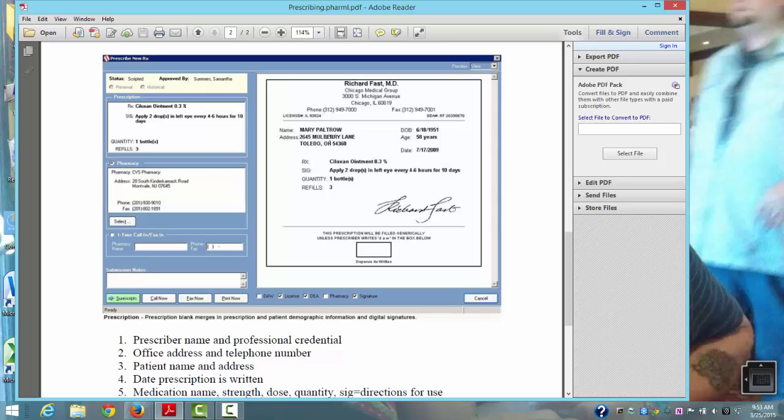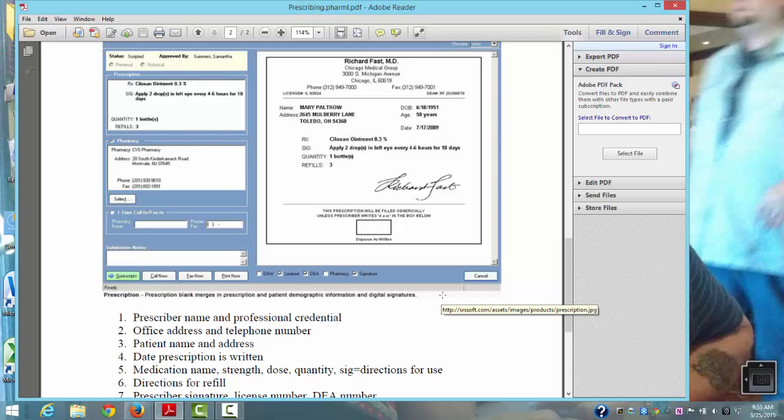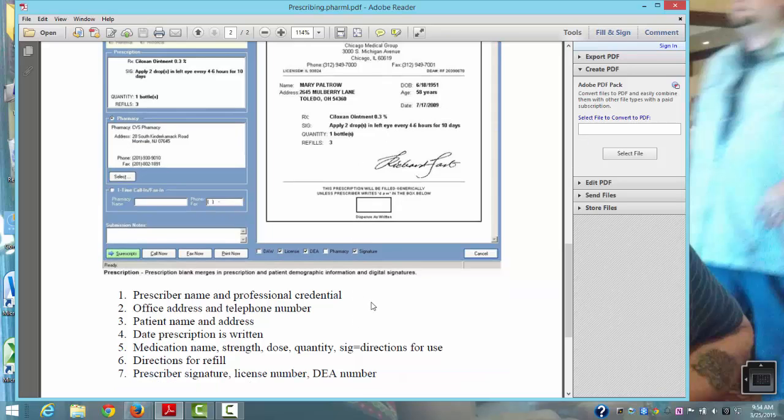Then you're going to have your patient's name and address, and then you'll need age, especially for pediatrics. You'll need to have a date that the prescription is written. Oh, and date of birth. You see that date. That's the date that the prescription is written. The medication. So a lot of times we're using generic, but it's okay to use trade names, but generic's better.